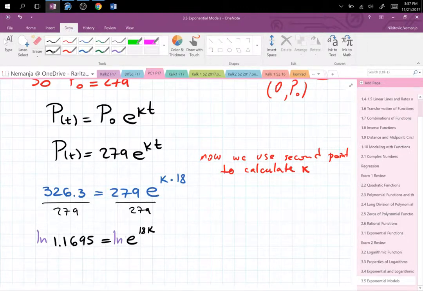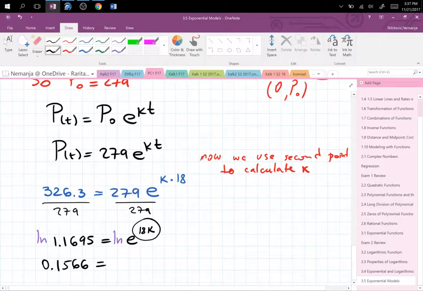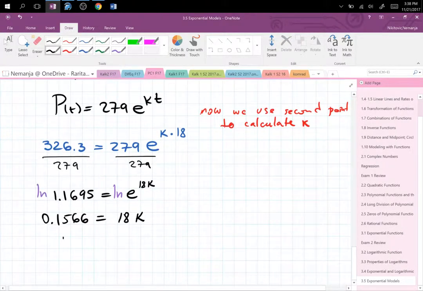Compute the ln of the previous answer, which should give you, again, 4 decimals, 0.1566. And on the other side, ln and e cancel. You know that this 18 jumps in front using the power rule from 3.3. So all you're left with is 18k. Because ln of e is 1, and when you multiply, or you can say ln and e cancel, leaving 18k behind. Whatever way you want to work. And as you can see, you calculate k from here.